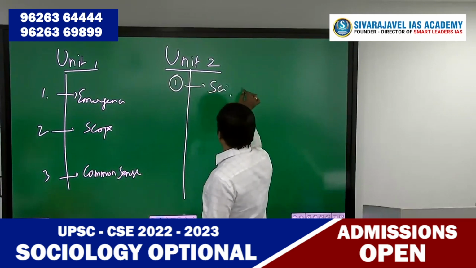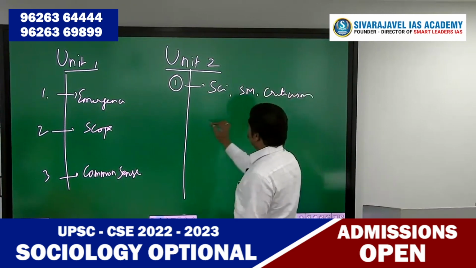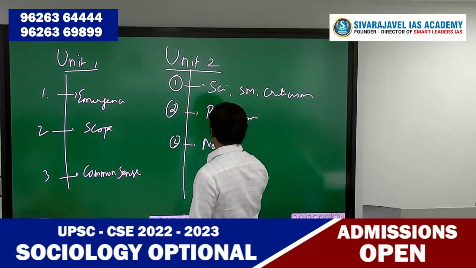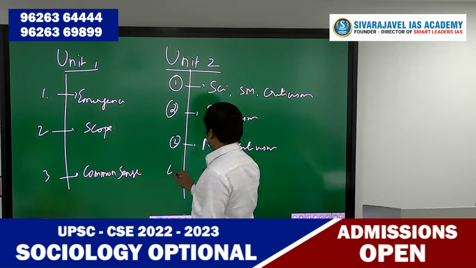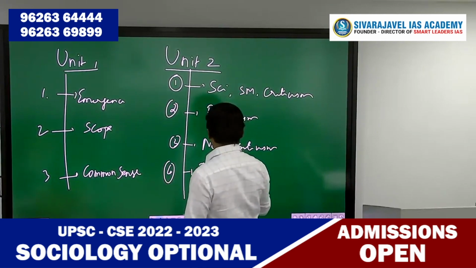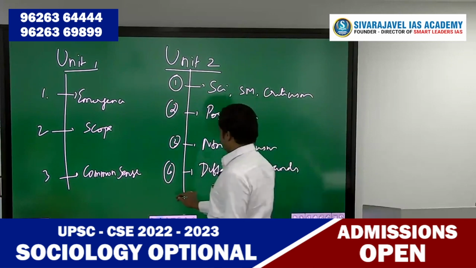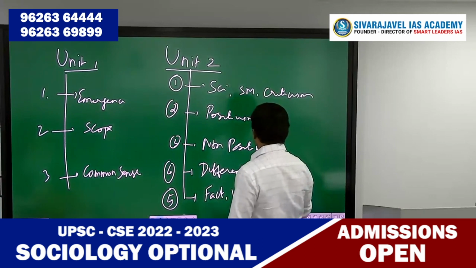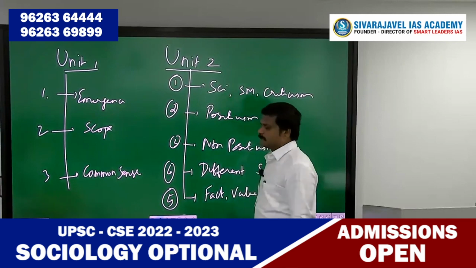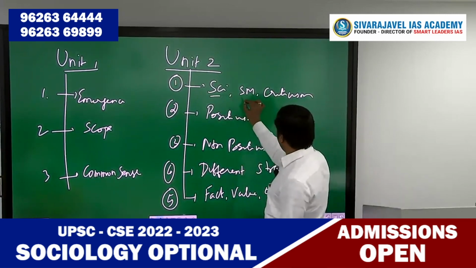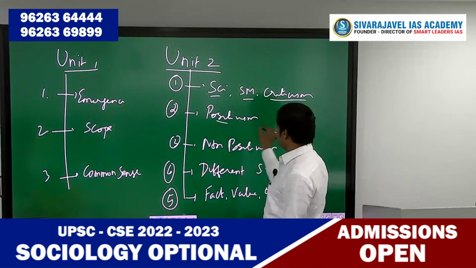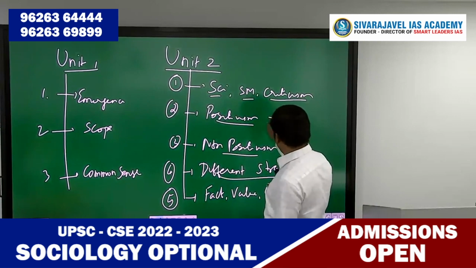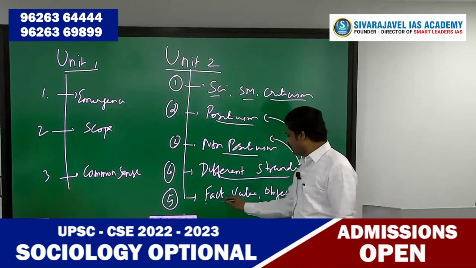One is science, scientific methods, criticism; positivism; non-positivism; different strands; fact, value, objectivity. So what is science, how we use scientific methods and how they have to be criticized. Positivism is what? Sociology is a science. Non-positivism, sociology is not a science. Different sociological strands, both you have to write again. These two only. Fact, value, objectivity.